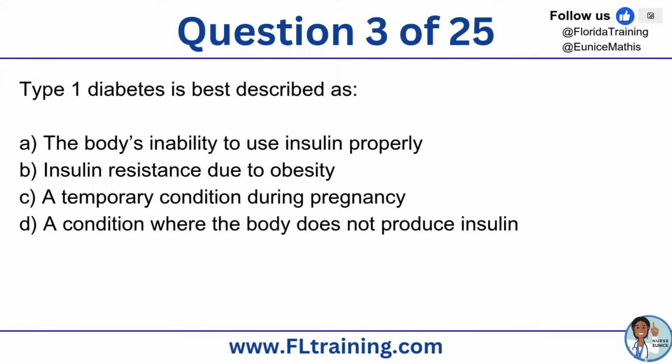Question 3. Type 1 diabetes is best described as A, the body's inability to use insulin properly, B, insulin resistance due to obesity, C, a temporary condition during pregnancy, or D, a condition where the body does not produce insulin. Do you understand type 1 diabetes versus type 2?